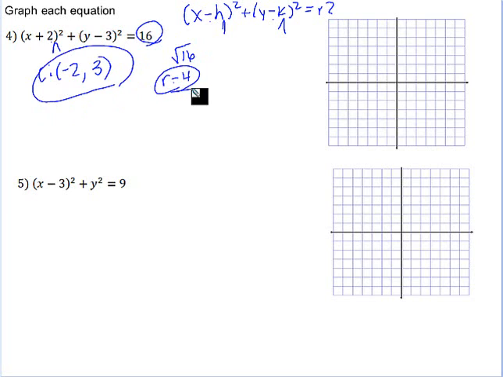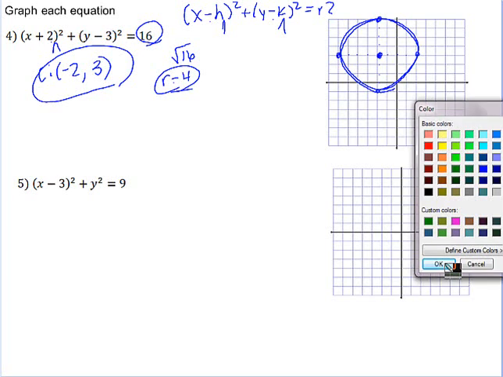So we're going to graph the center at (-2, 3). So right here. And then from here, we're going to go out 4 each way. 1, 2, 3, 4, put a point. Do that in each direction. Then you take those 4 points and you try to connect them as best as you possibly can and make it a circle. So there's our circle. Not a great circle, but it's a circle.